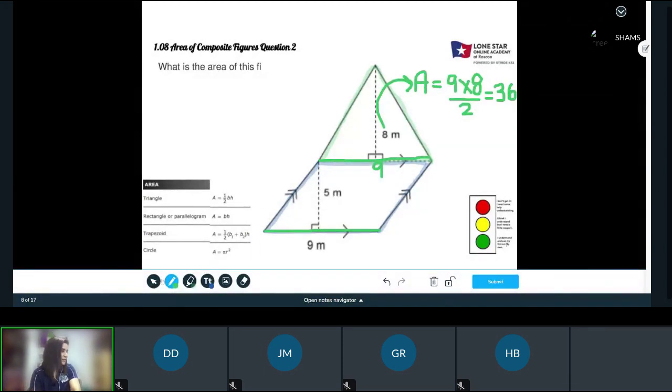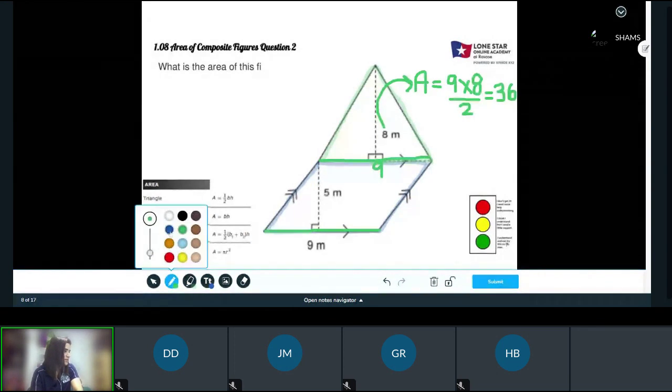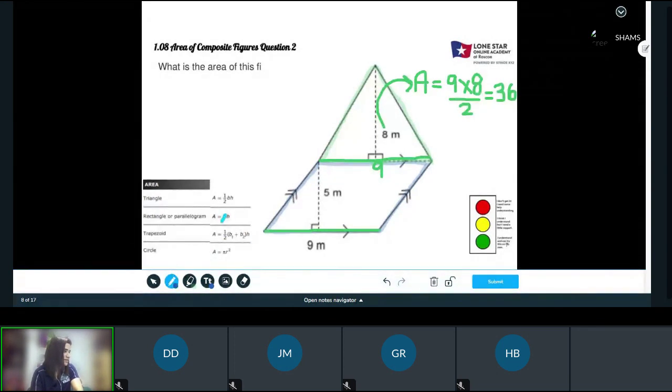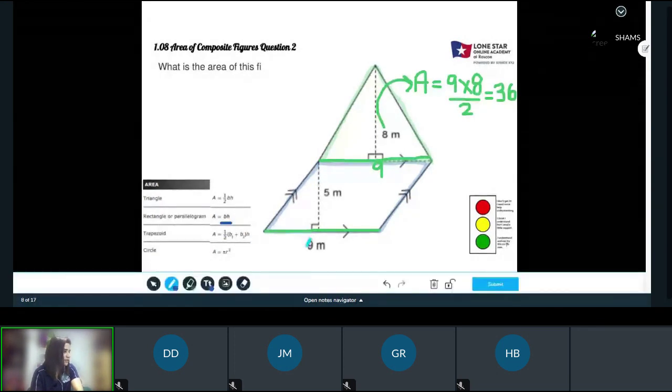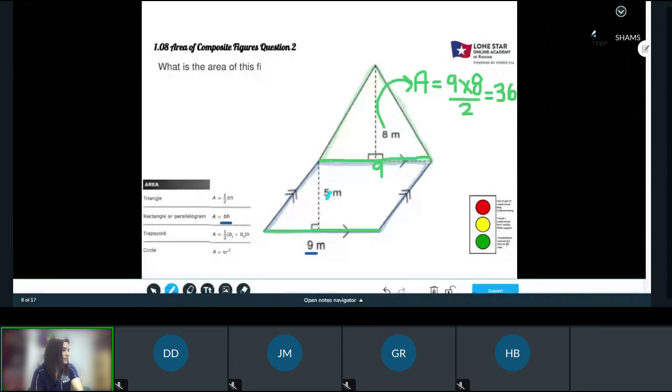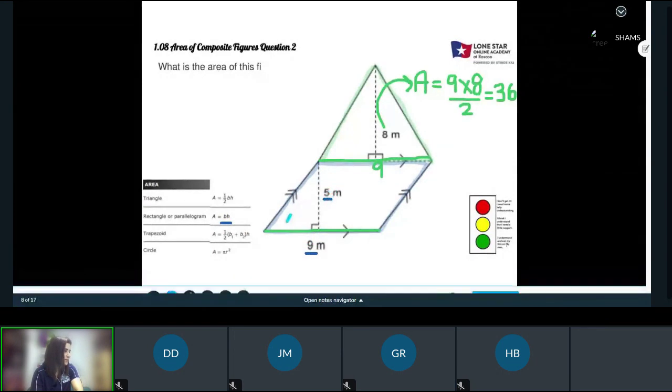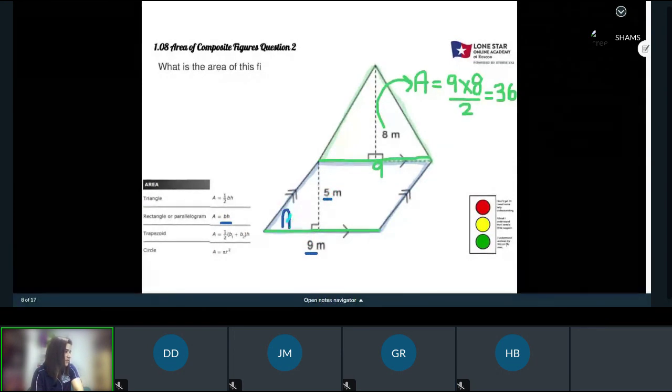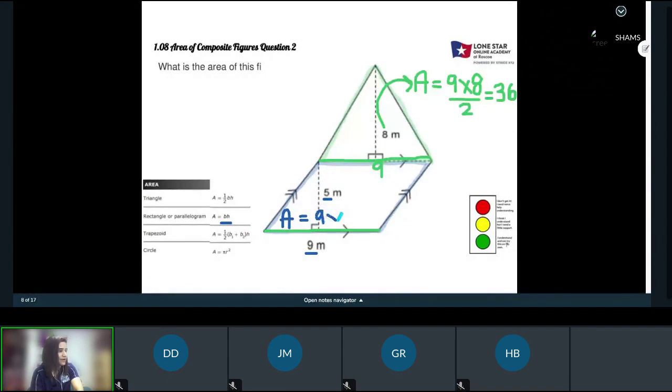Then area of the parallelogram, formula says just do base times height. Base of the parallelogram is 9, height of the parallelogram is 5, and we multiply them to get area of the parallelogram. So I will say area of parallelogram is 9 times 5, 45. And I can also find the total area by adding the 2.